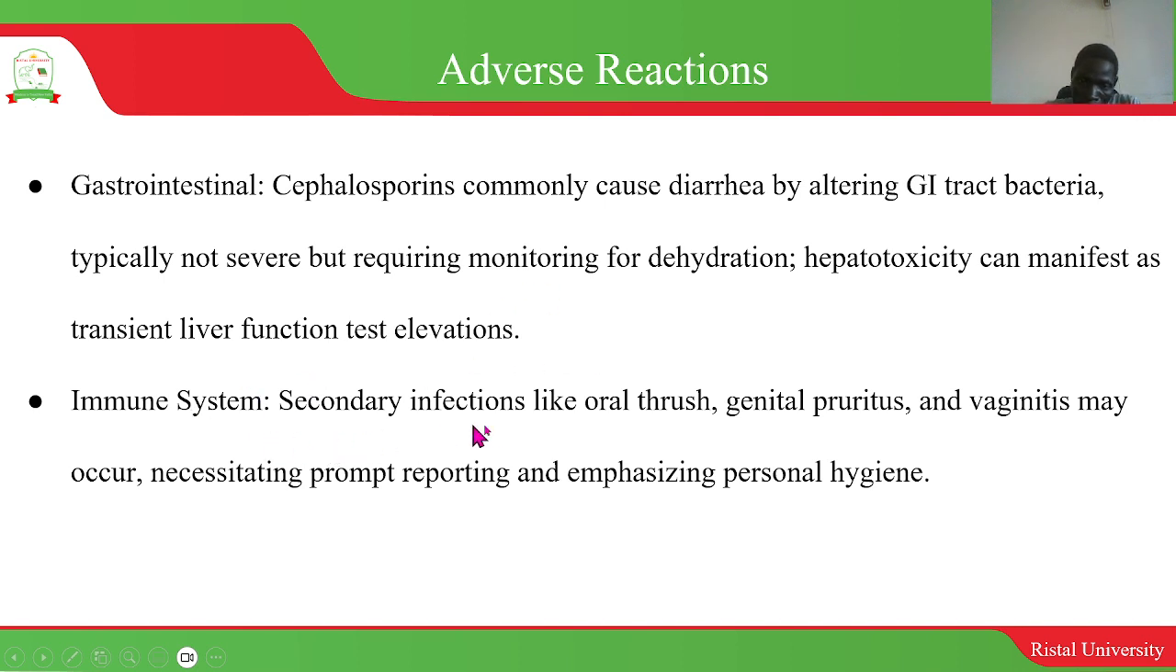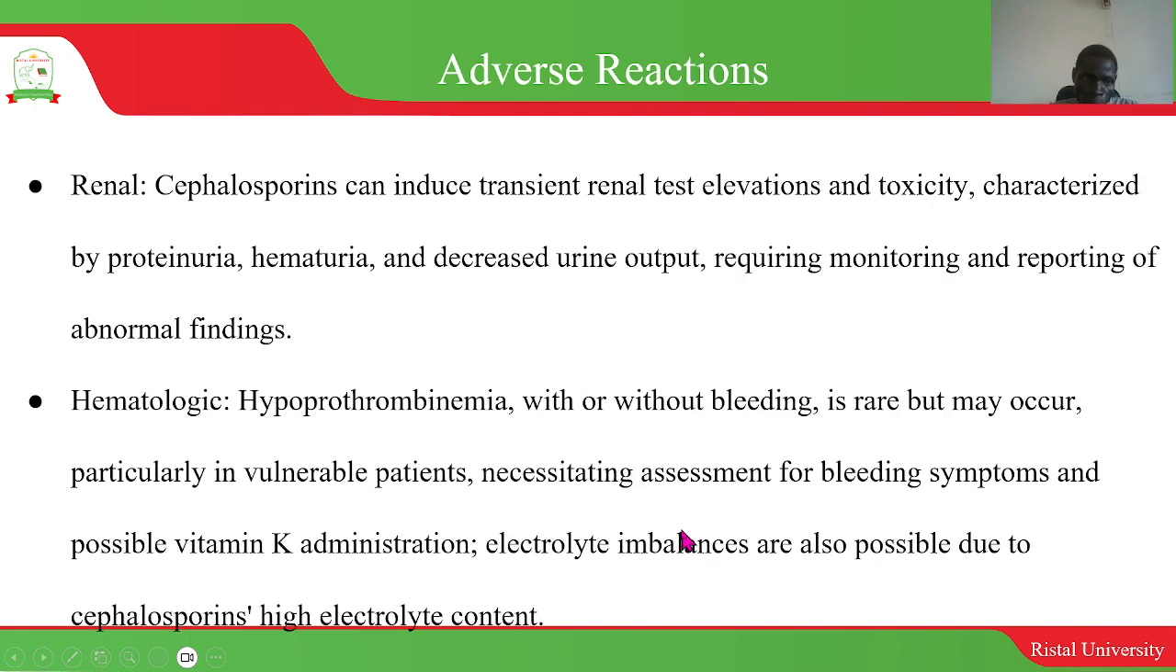Immune system: secondary infections like oral thrush, genital pruritus, and vaginitis may also occur, necessitating prompt reporting and emphasizing personal hygiene. Adverse reaction in the renal system: we can induce transient renal inhibition and toxicity, characterized by protein in urine, blood in urine, hematuria, and decreased urine output, requiring monitoring and reporting of abnormal changes.